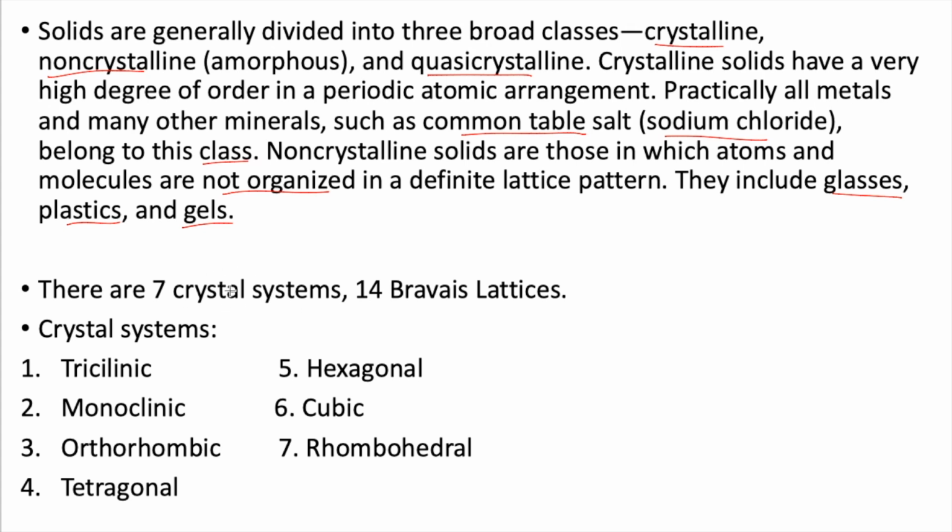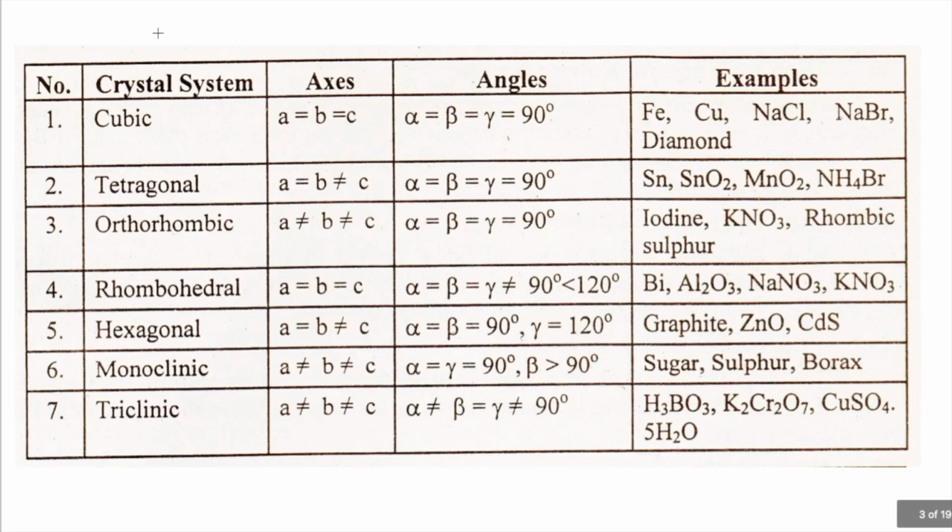Now there are 7 crystal systems which define a crystalline solid, and they constitute 14 Bravais lattices. These crystal systems are triclinic, monoclinic, orthorhombic, tetragonal, hexagonal, cubic and rhombohedral. We'll get to know all these things in the next slides. Here are the properties of the different crystal systems. These are the relationships between the axes. A, B and C are the edge lengths of the unit cells, and alpha, beta and gamma are the angles. The table explains how you can relate the different crystal systems with the edge lengths and the angles.